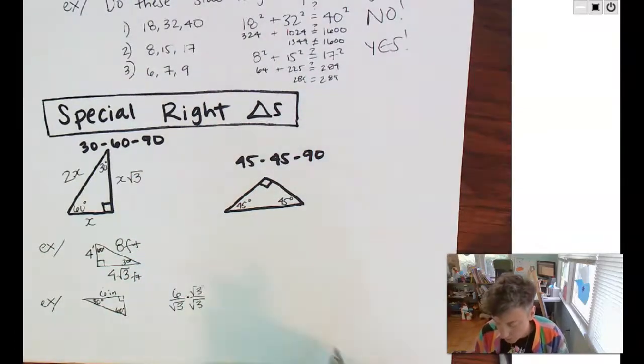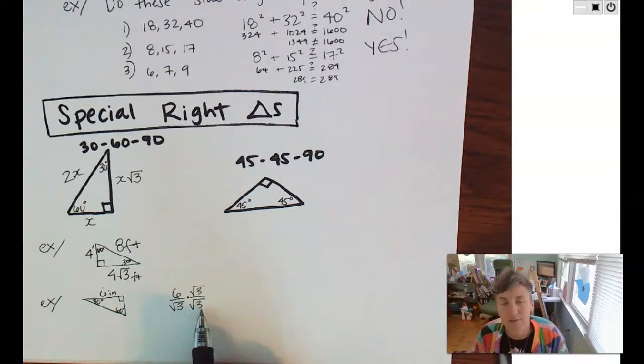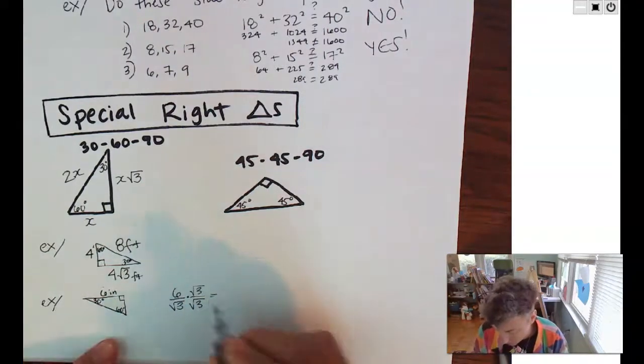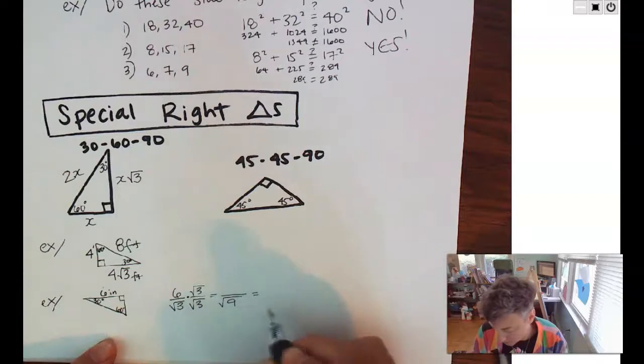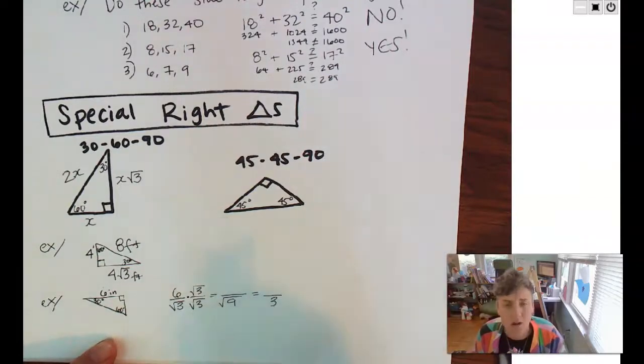Well, the square root of 3 times the square root of 3 is 3. How does that happen? The square root of 3 times the square root of 3 is the square root of 3 times 3, which is 9, and we know the square root of 9 is 3. So we no longer have a square root in the denominator.